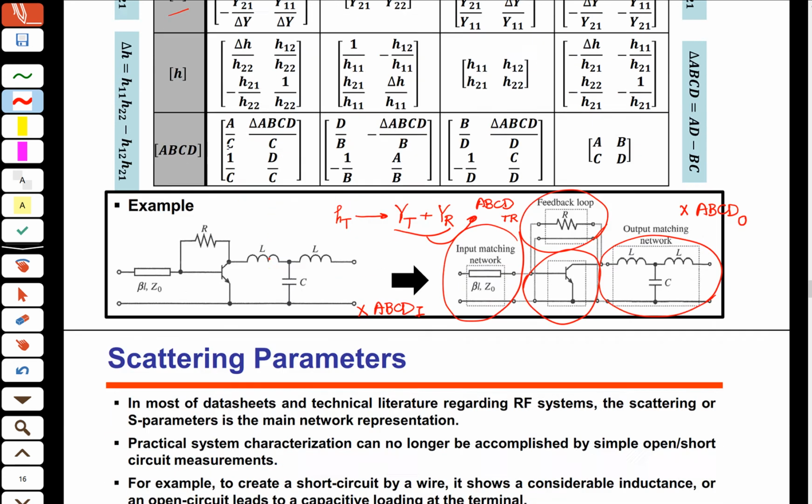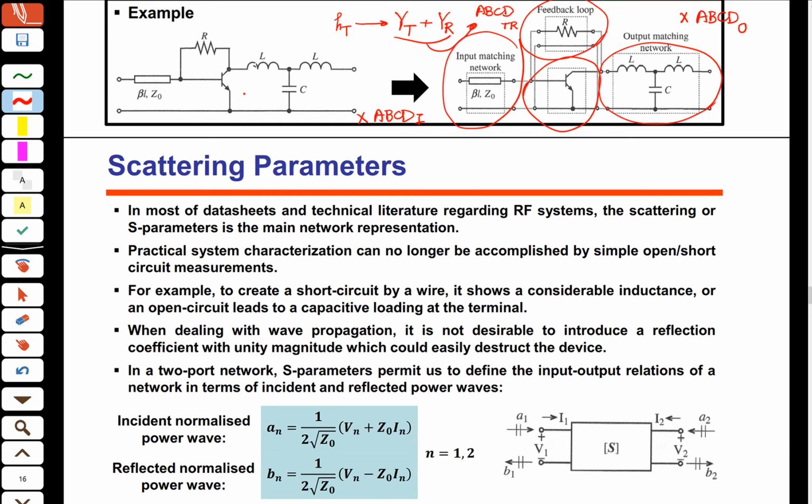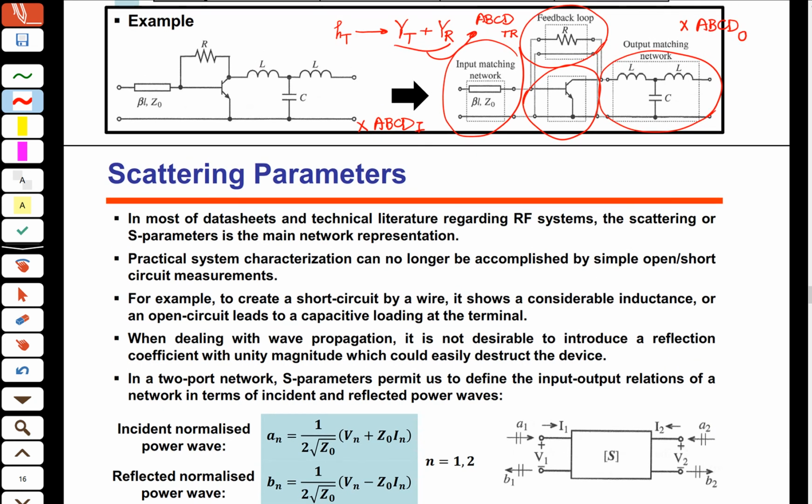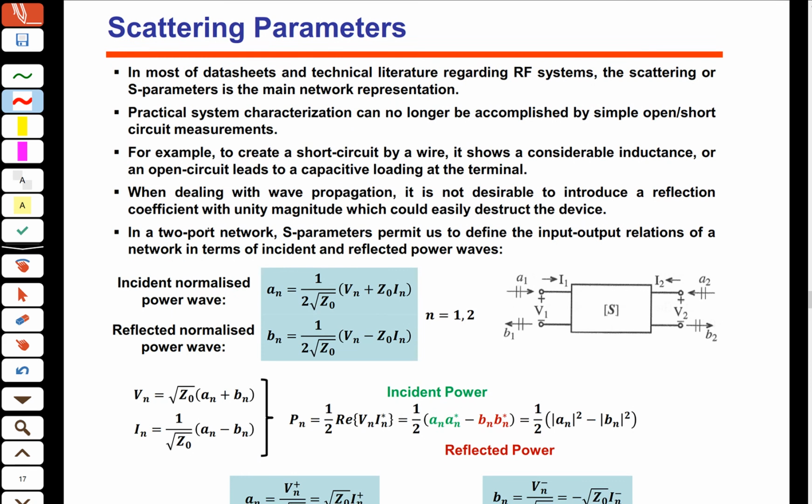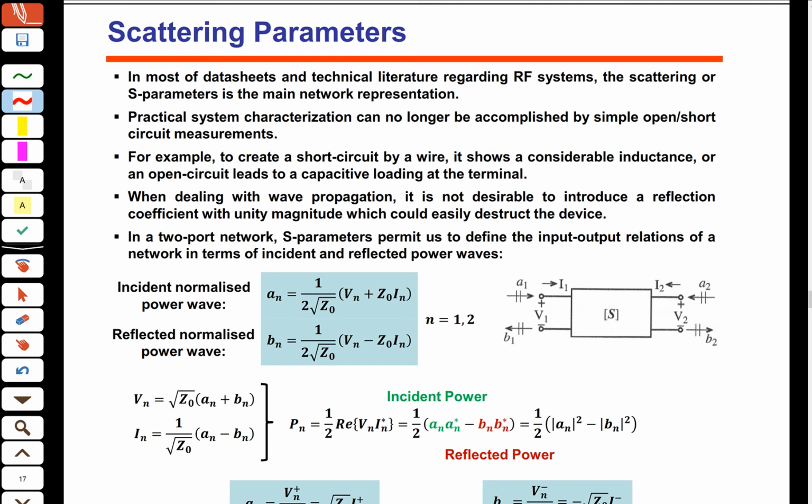In high frequency, but these are mainly for low frequency. In high frequency, we are defining something else, and this is S parameters. So networks are mainly represented by their S parameters.